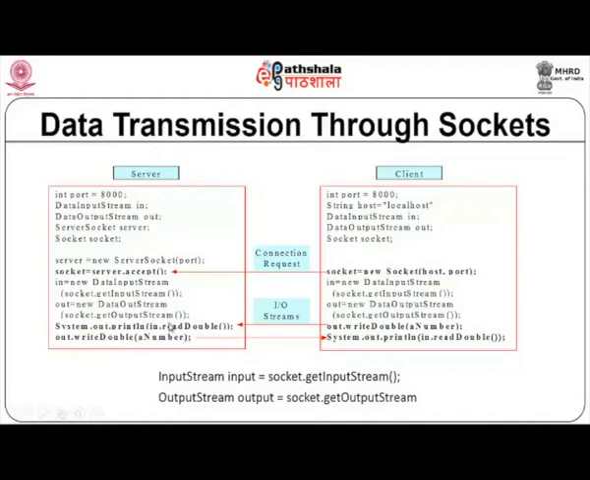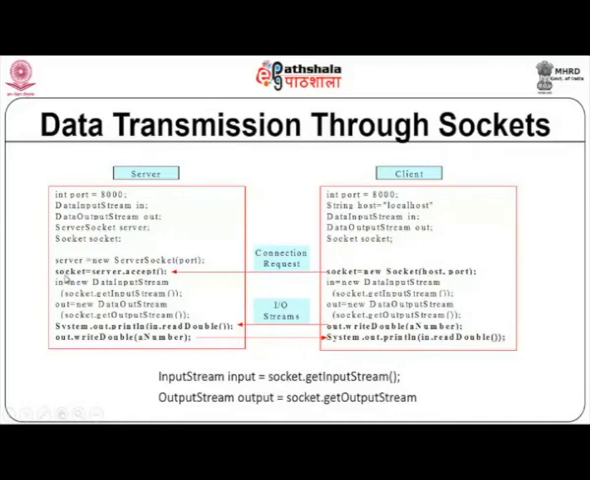So, the server first reads the data that is sent from the client, and the server in turn tries to write another double number to the client. So, the client has to read this. It makes use of the input stream to read the data that is sent from the server side. So, this is how communication happens between the client and the server.